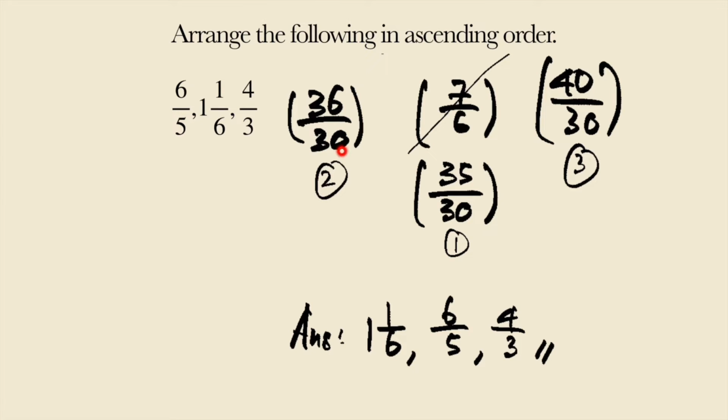So with the denominators being the same, I just need to look at the numerators now. Ascending. What's the smallest one over here? It's the 35, isn't it? Okay, and then the next smallest will be this, followed by this. But take note, we are not going to write this as our answer, are we? So the middle fraction is actually 1 and 1/6. That's the smallest one. Rank number 2 is actually not 36/30, that's 6/5, followed by the last one, 4/3.